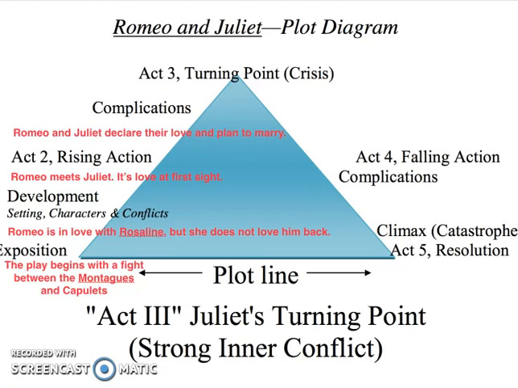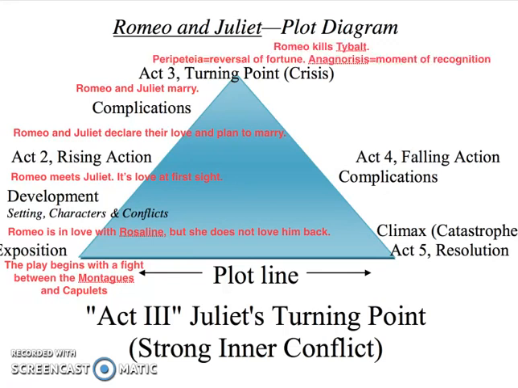Romeo and Juliet declare their love and plan to marry. This is now Act 2, when Romeo jumped over the Capulet wall, listened to Juliet as she was contemplating her love for him, and they declare their love for each other and decide that they will marry the next day. By the end of Act 2, they actually do get married, and that's how Act 2 ends.